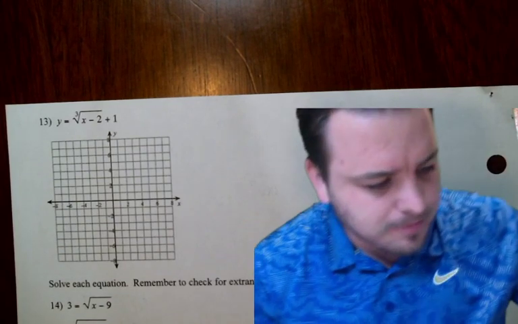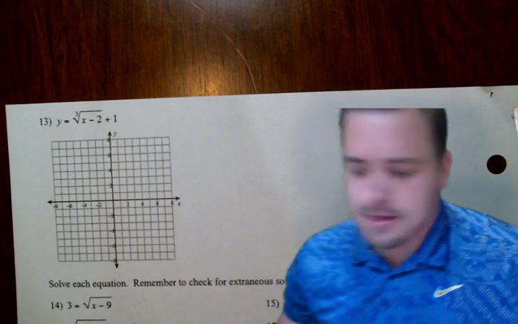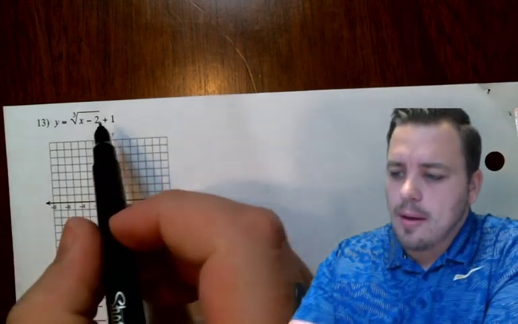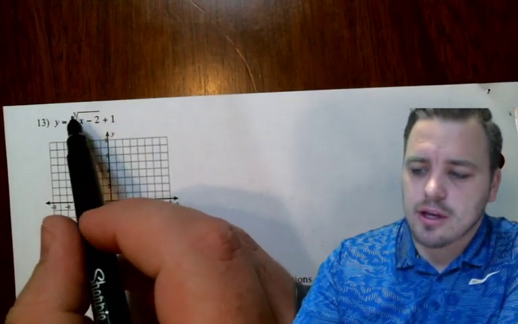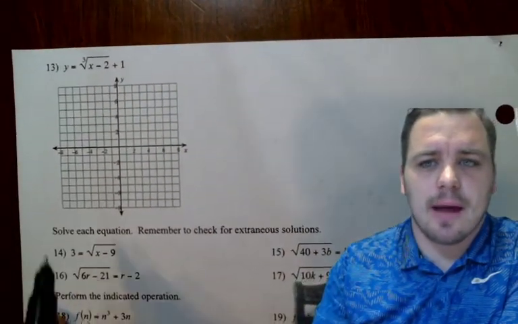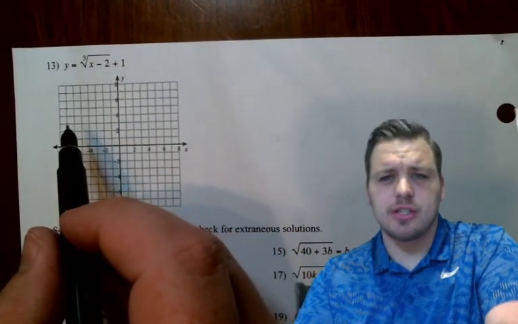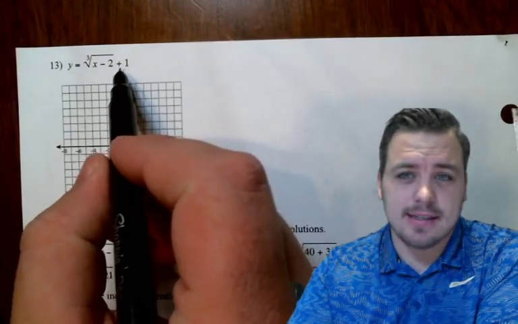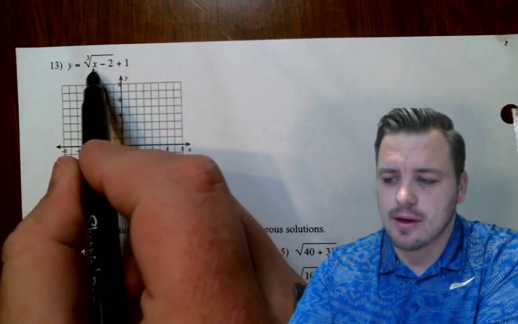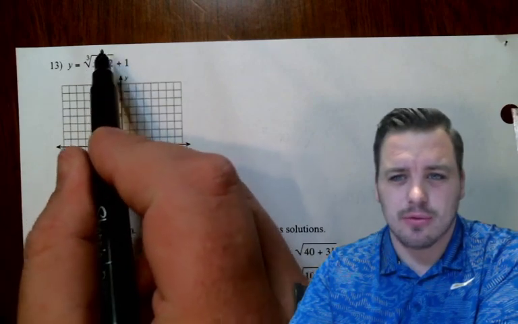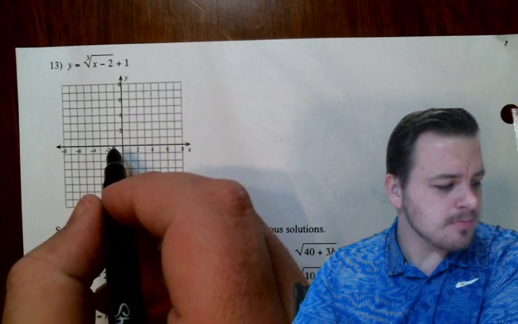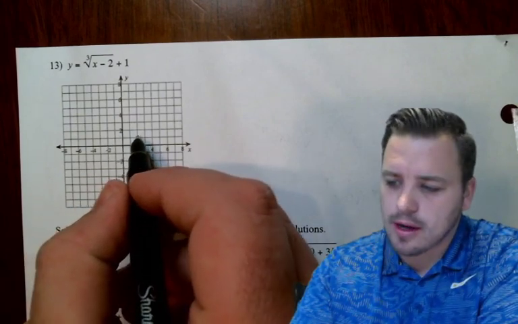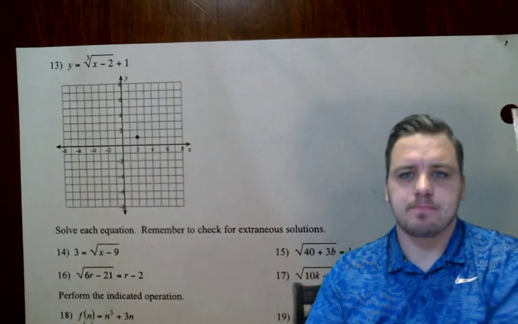All right, so looking at number 13, let's start with number 13. So you need to go plus 1. So we got the cube root of x minus 2 plus 1. That plus 1 is going to take us up 1 from the origin, and the minus 2 on the inside is going to take us to the right 2. So up 1 and right 2. Up 1 and right 2 should put us right there.